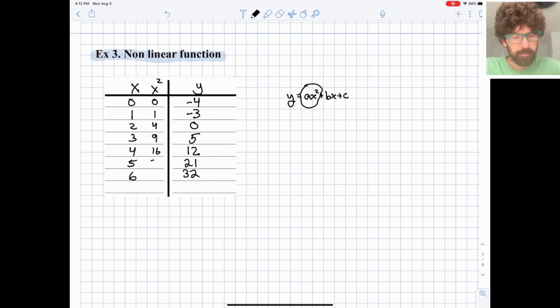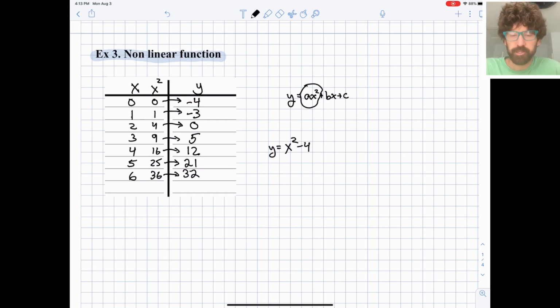16, 25, and 36. Okay, so now let's take another look and see if there's one consistent rule that can turn the 0 into a -4, 1 into a -3. I think I see it. I want to give you a chance to see if you see it. What's the consistent rule that can turn those x squared values into those y values? It looks like all of our x squared values are 4 larger than the y values. Do you see that? So if we take x squared and subtract 4, that gives us our y value.